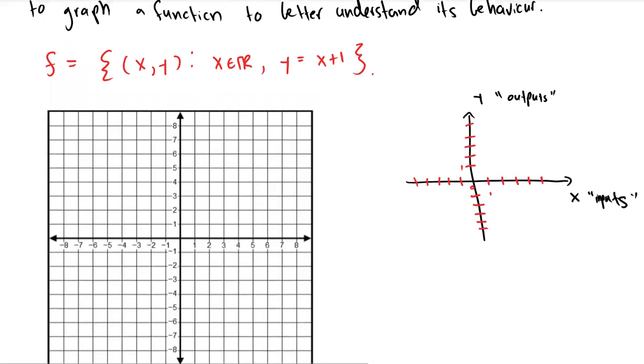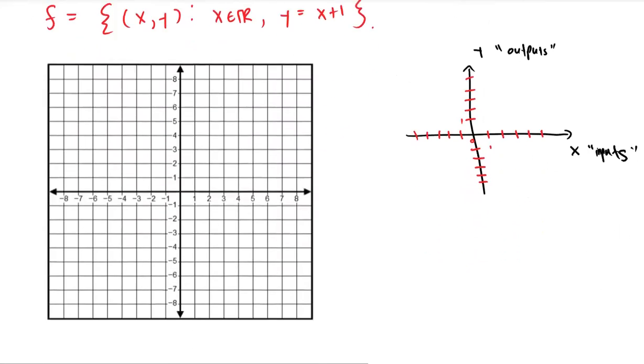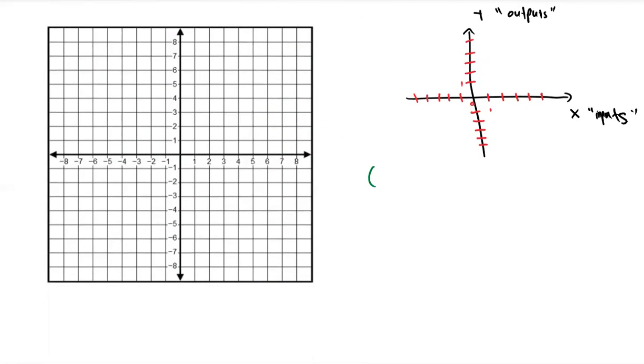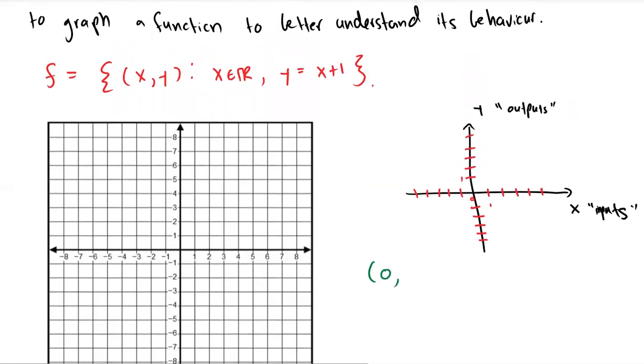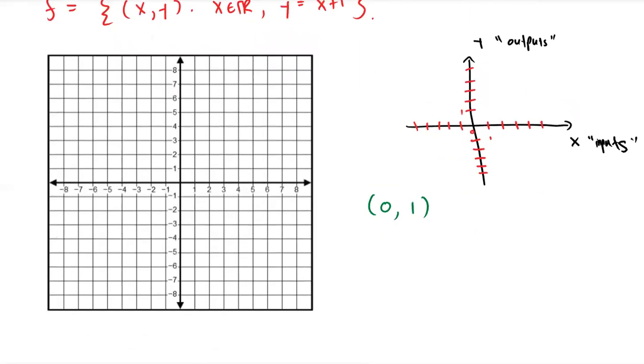Well, let's first pick one ordered pair. Let's say we want to find the ordered pair that has x coordinate x equals 0. So the x coordinate is 0. What's the y coordinate going to be? Well, by definition, y is equal to x plus 1. Here we're saying that x equals 0, so y equals 0 plus 1, which is just equal to 1. Right, so this is one ordered pair in this set that constitutes this function.